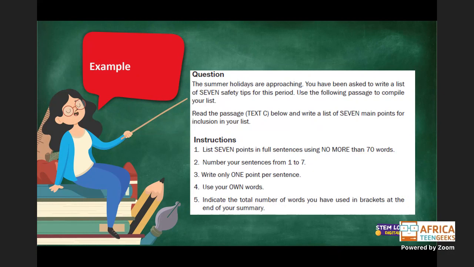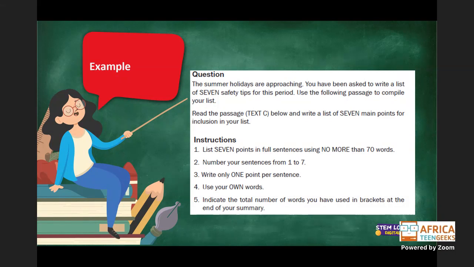So you will read the passage. It'll be text C, which will show shortly. It will show below, and write a list of 7 main points for inclusion in your list. So there are your instructions.